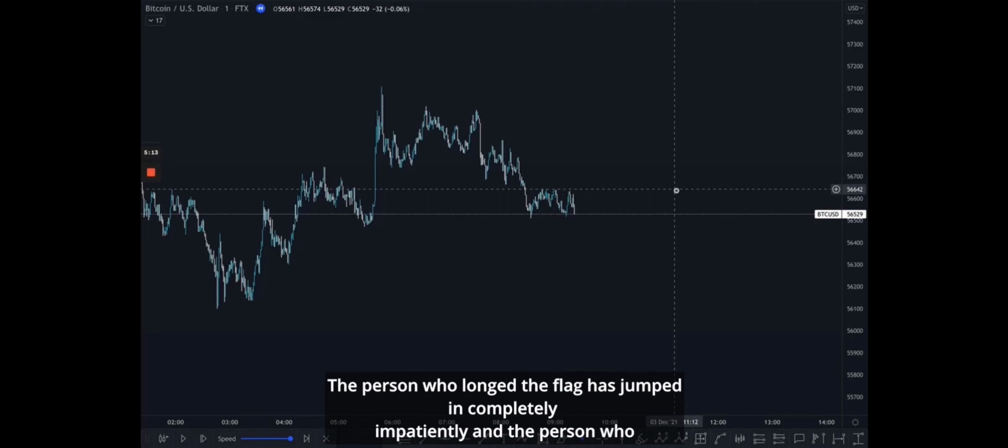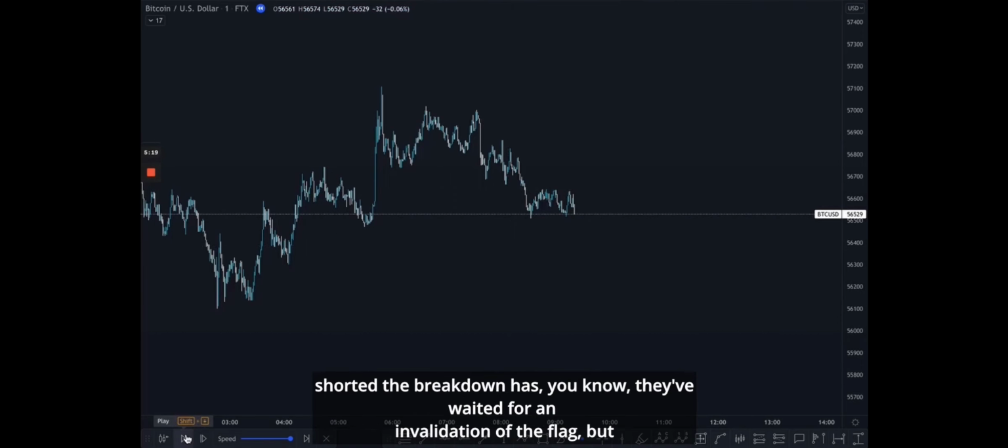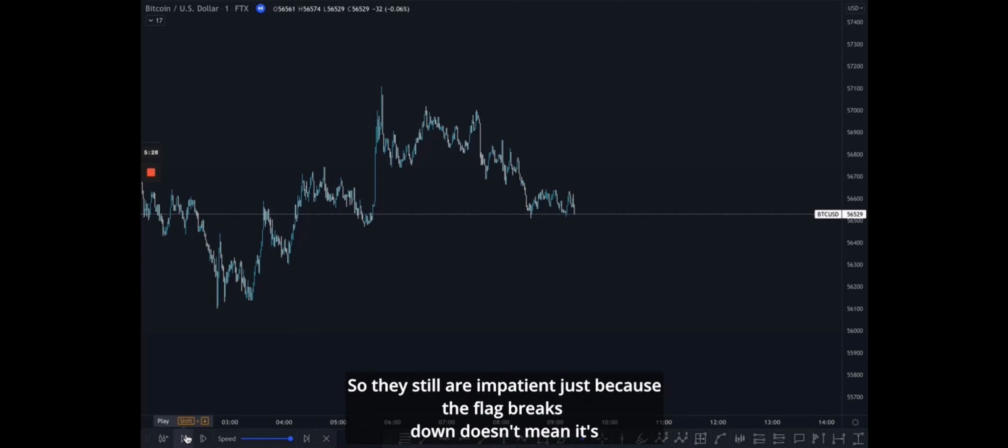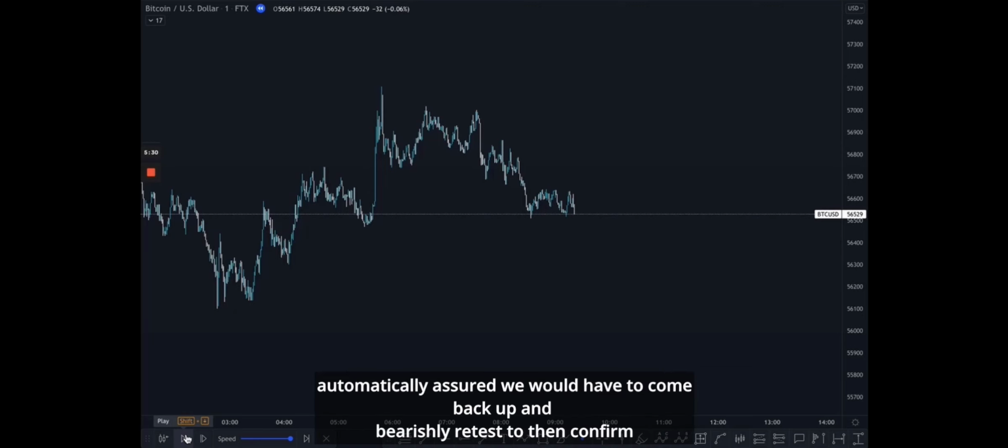The person who longed the flag has jumped in completely impatiently, and the person who shorted the breakdown has waited for an invalidation of the flag, but they didn't wait for a confirmation of that. So they still are impatient. Just because the flag breaks down doesn't mean it's automatically a short. It would have to come back up and bearishly retest to then confirm that it's a short.